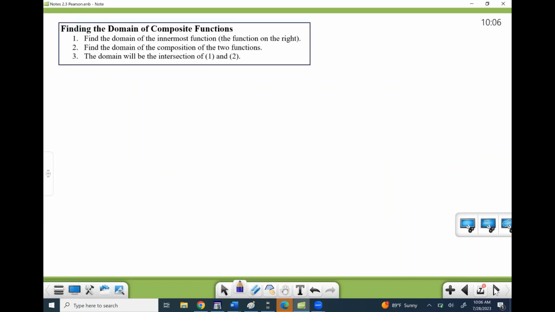Okay, so finding the domain of composite functions. Basically, you're going to find the domain of the innermost function, the function on the right. Then you're going to find the domain of the composition of the two functions. And the final answer will be the intersection of both of those. So let's take a look at what that means. It's funny, because let's say we have something like G compose F of x. G's domain does not matter at all. Don't care about G's domain.